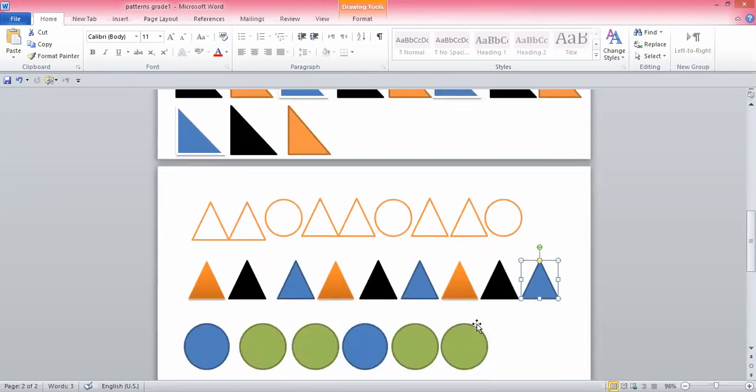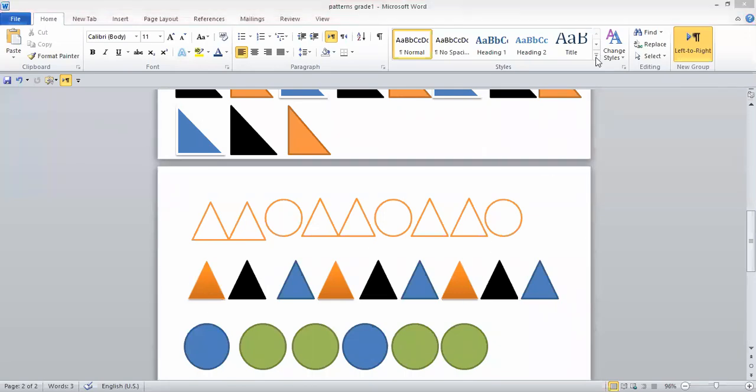Guys, there is one more practice for you. Here you can see I made one pattern. These are circles. The first circle is blue, then you have green, green, blue, green, green. Can you tell me which color circle should be the next? Which color circle should be the next after two green?